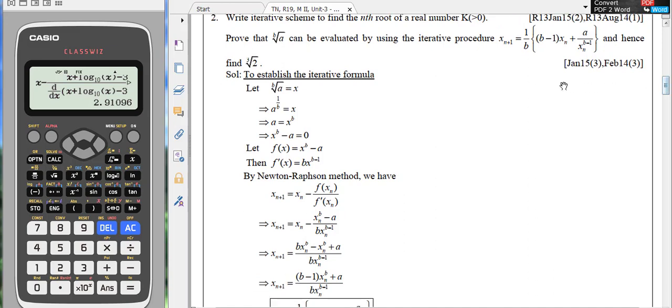Which is this one. Prove that bth root of a can be evaluated by using the iterative procedure xn plus 1 is equal to 1 by b into b minus 1 times xn plus a by xn power b minus 1, and hence find cube root of 2. So in the first part of the problem we need to establish the iterative formula to find bth root of a, and hence by using the iterative formula established we need to calculate cube root of 2. Here the method to be applied is not mentioned.